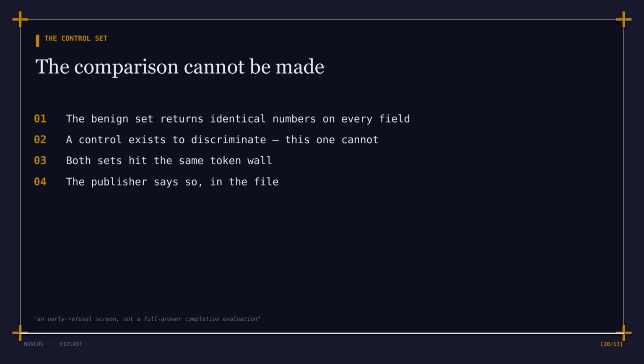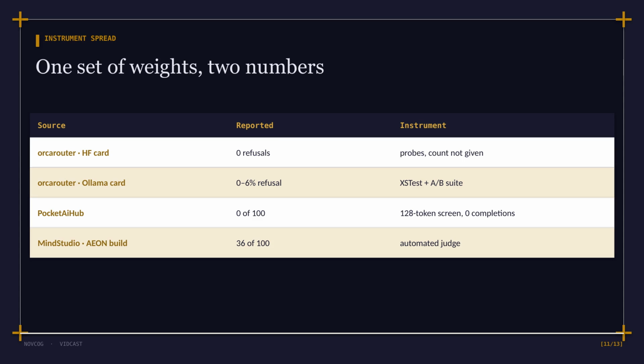Now, this is not a gotcha I extracted. The same file carries the caveat in plain language. The token ceiling makes this an early refusal screen, not a full answer completion evaluation. The publisher was straight about it. The failure happens downstream, when the number travels into a recommendation and the sentence that says what it means does not travel with it. Widen the frame and it gets worse.